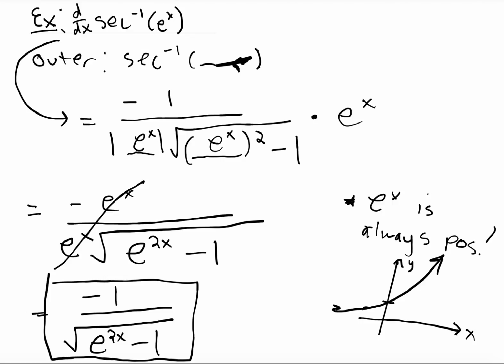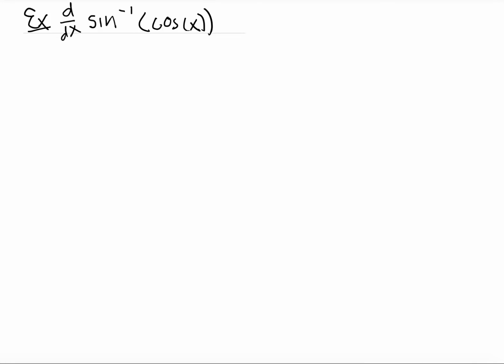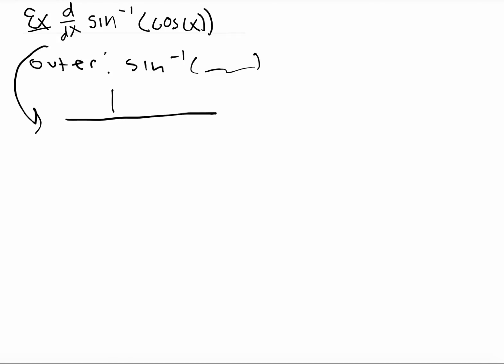We'll do one more of these. I've got sine inverse of the cosine function. Again, just for the record, we have worked with this derivative function. This is the one we derived. If my outer function is sine inverse of something, this means that my derivative per chain rule is going to be 1 over root 1 minus something squared. This was the one that we derived.